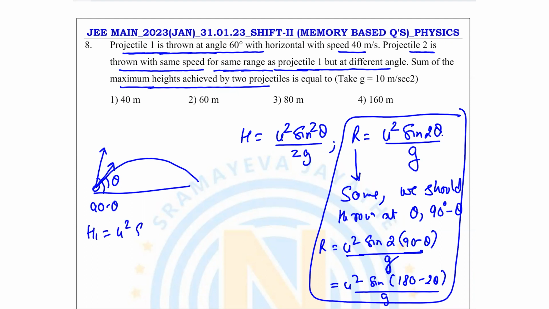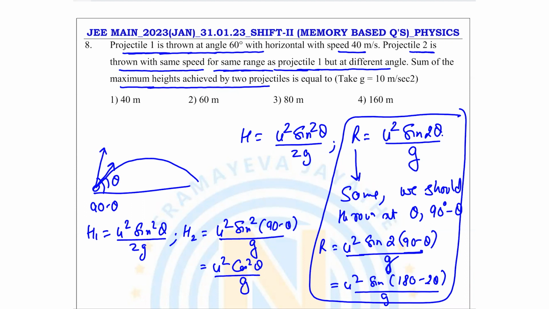For the first case, height will be u square sine square theta by 2g. For the second case, I will replace theta by 90 minus theta. So u square sine squared 90 minus theta by 2g, and this is cos squared theta. So if I add h1 and h2, I'll get u square by 2g into sine square theta plus cos square theta, which is 1. So u square by 2g. So you simply have to solve u square by 2g, that is 40 squared by 2 into 10, and that makes it 1600 by 20, 80 meters. So answer is 3.